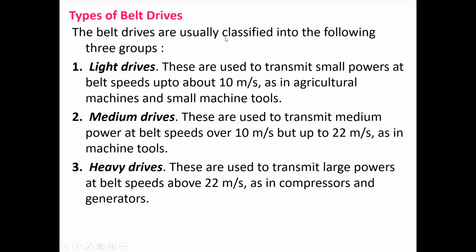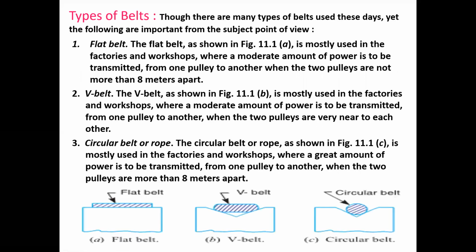Those are the examples. Below 10 meters per second are agricultural machines and small machine tools; those come under light drives. Medium drives, 10 to 22 meters per second, are considered machine tools, the machine tools generally used. And above 22 meters per second are compressors and generators. Those are taken as heavy drives.